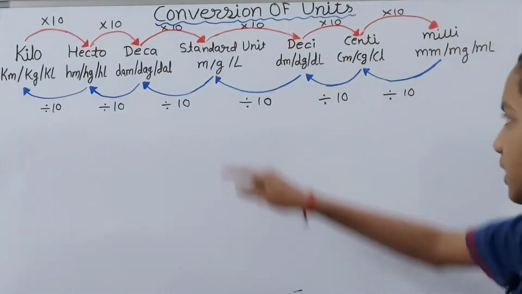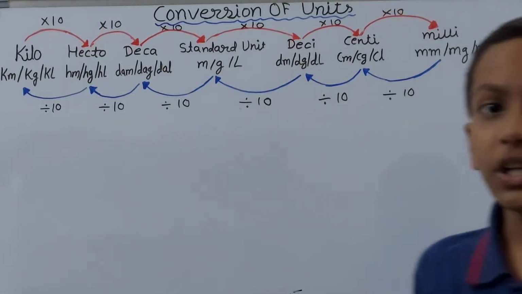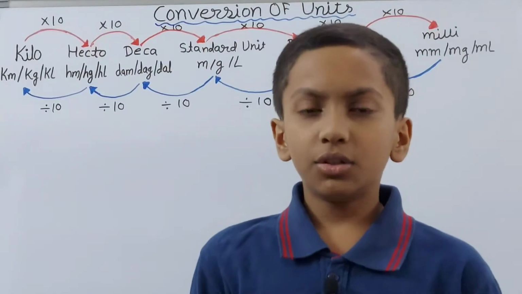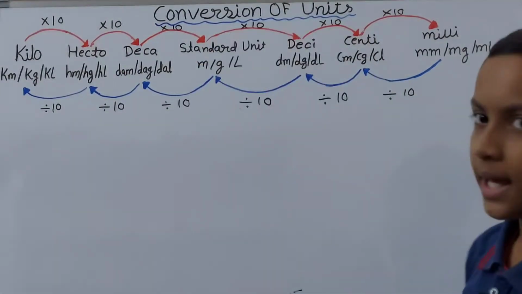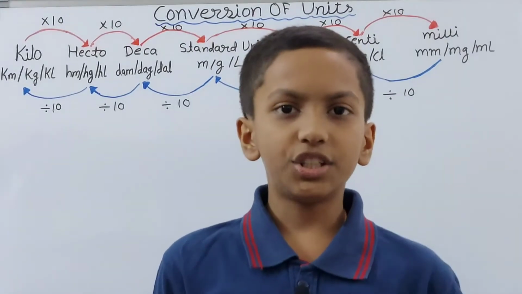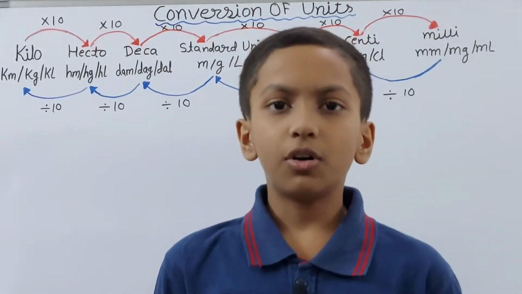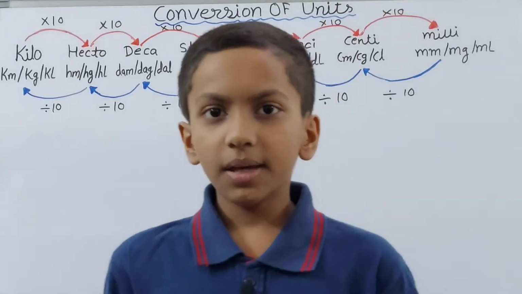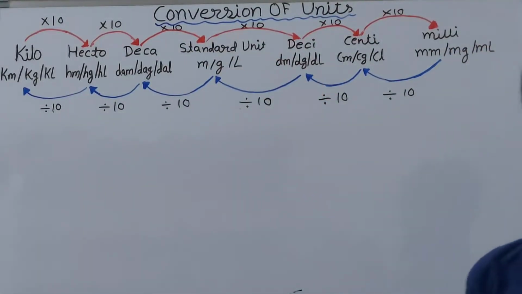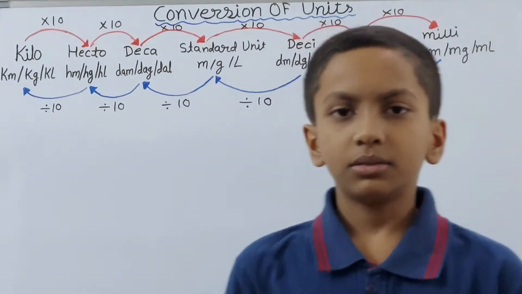Okay. Then this G is here. What is this G for? It is gram. It is used for weight. Okay. Capital L. What is this L? Yes, it is liter. It is used for capacity. Okay. So, these are the three standard units that are used in measurement.